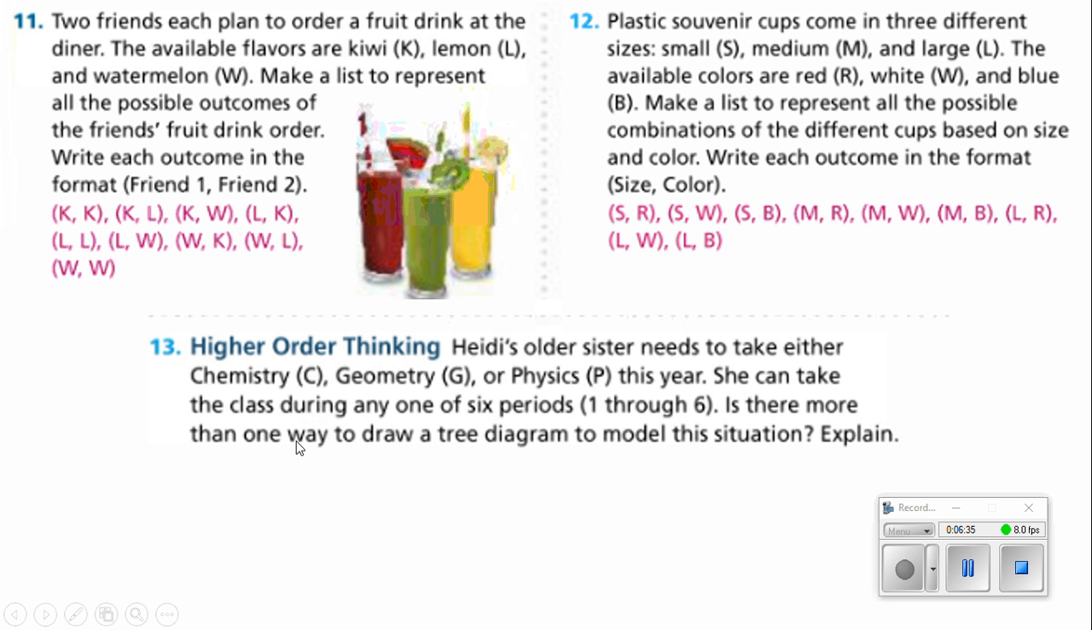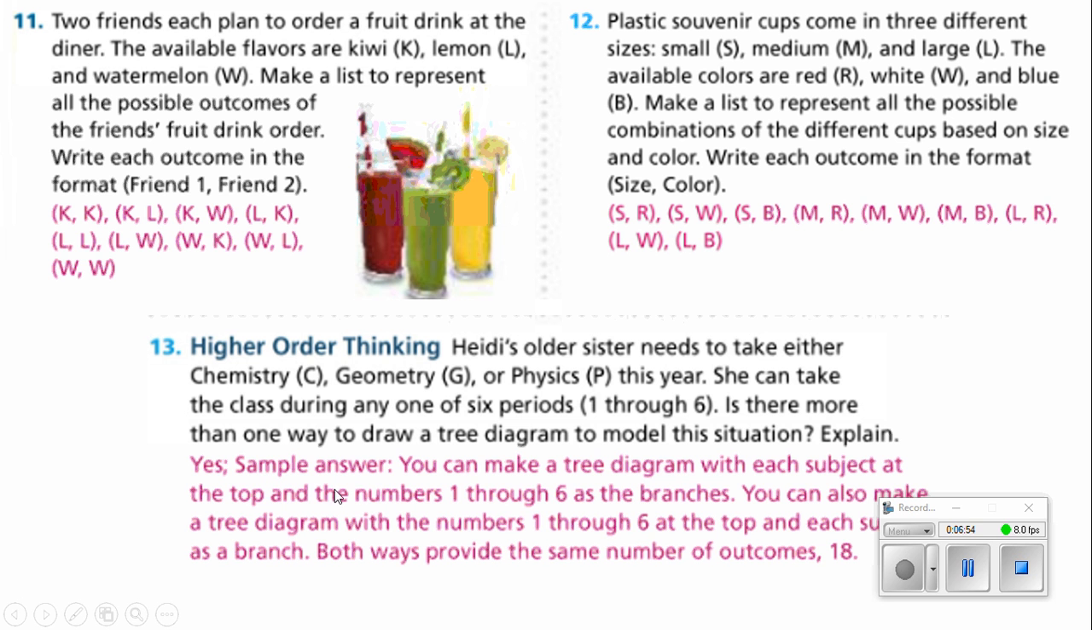Number 13 says Heidi's older sister needs to take either chemistry, geometry, or physics this year. She can take the class during any one of the 6 periods, 1 through 6. Is there more than one way to draw a tree to model this situation?